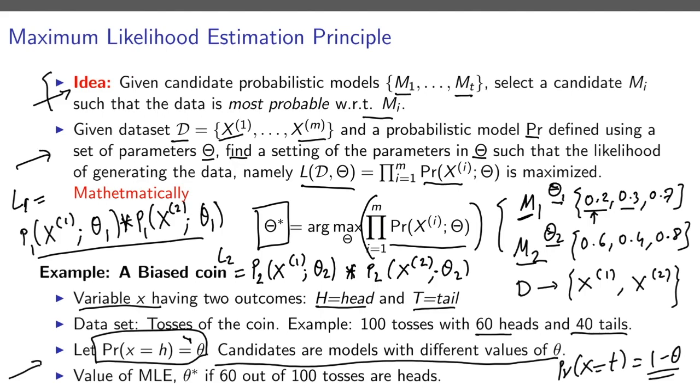You actually already know how to answer this question. Suppose I give you a data set that has 60 heads and 40 tails out of 100. What is the maximum likelihood estimate theta star? The answer is nothing but theta star is equal to 60 divided by 100, because this is intuitively the best estimate of the probability.